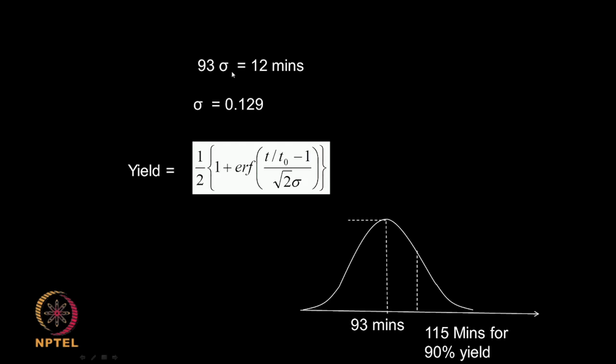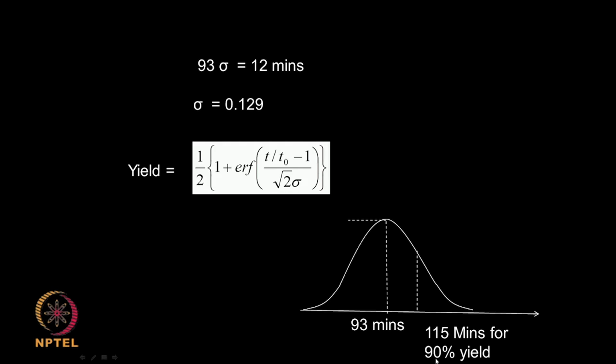So, 93 sigma is equal to 12 minutes, so sigma is 0.0129. So, I substitute here, and that will be the error function of x. So, yield is given by 90 percent. So, what should be the time? 115 minutes. So, if I start collecting sample from 0 to 115 minutes, I will be able to collect 90% of the sample.